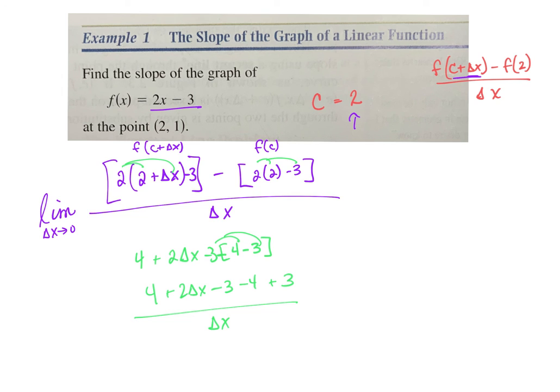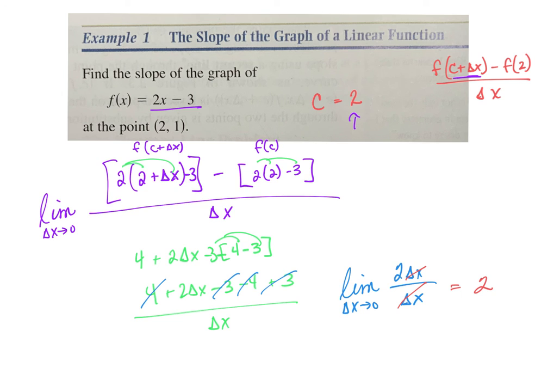All right? On the top, you should see what happens. 4 minus 4, negative 3 plus 3. So I get the limit, still a limit problem, as delta x approaches 0 of 2 delta x over delta x. Yep, I can cancel my delta x's, and I get that my limit is 2. So what is that telling us? This is actually telling us the slope of that function at the point 2, 1.